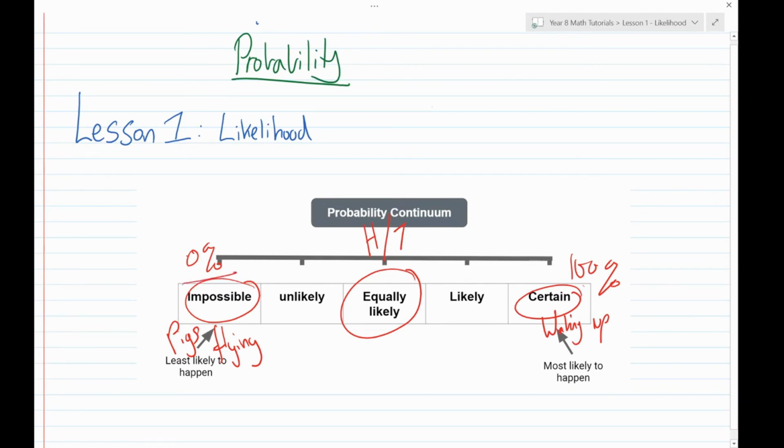So we can go from one end of the continuum for probability, our likelihoods. We can go from 0, like pigs flying. We can go to the middle, 50%. That would be a heads or tails in a coin toss. And then on the other end, we could say something is certain, an event is certain to happen at 100% probability. And that would be like waking up in the morning. Okay.